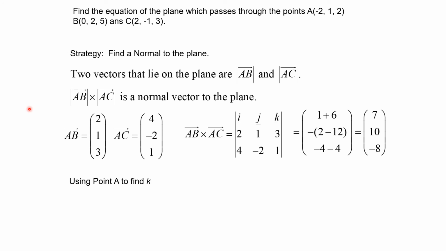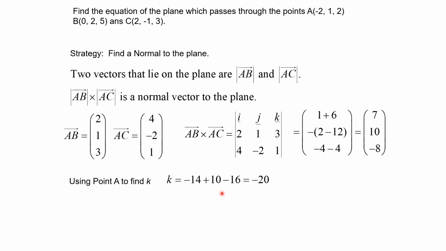How to determine k for a plane equation? You simply take the dot product of the normal vector with the particular point A, the common point in the cross product. So you multiply 7, 10, negative 8 with negative 2, 1, and 2. It's 7 times negative 2, which gives negative 14. 10 multiplied by 1 is plus 10. And negative 8 multiplied by 2 is negative 16. You add this up, and it has to be a scalar because it's a dot product, and you get negative 20.